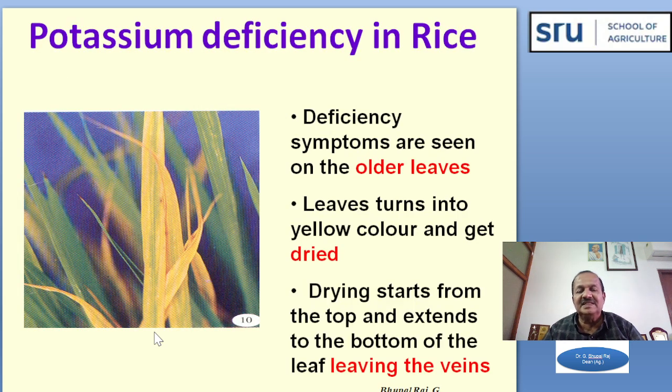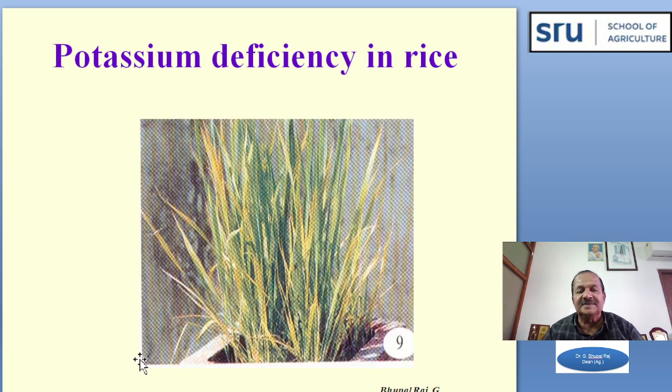This is the potassium deficiency in rice. You see these deficiency symptoms in the older leaves; leaves turn yellow first and then brown, looking like drying of the leaves. Drying starts from the top portion and extends to the bottom, leaving the veins. Veins will be green, and all other portions start turning yellow and later brown, from the edge to the bottom. These are the main symptoms. This is a paddy panicle, brownish in color, looking like drying of the leaves. This is the potassium deficiency.